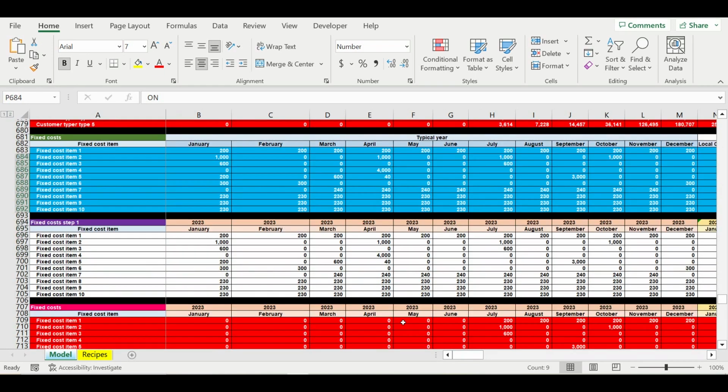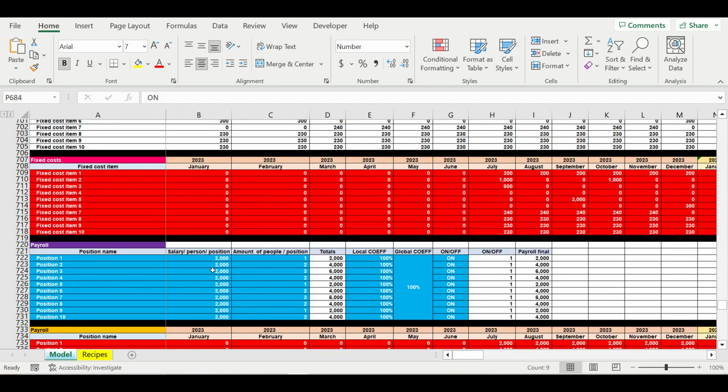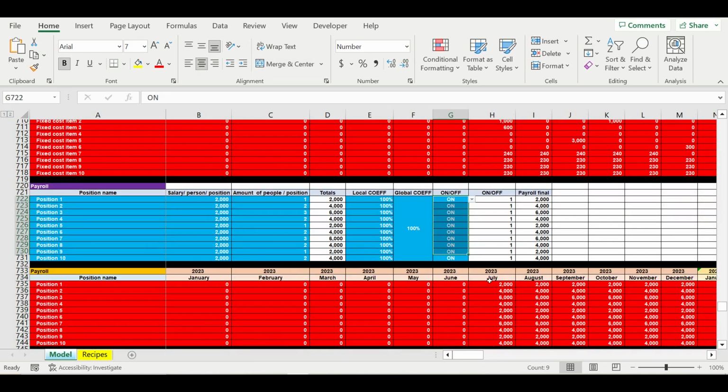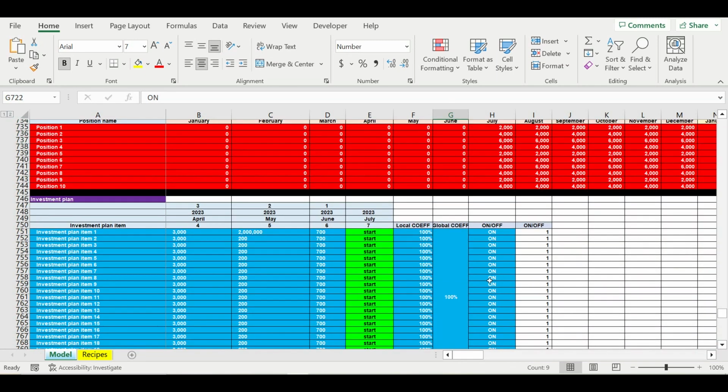Then we are moving to the payroll. We have the list of positions, the salary per person on one position, the amount of people on each position. Then we are setting up the global and local coefficients and the block where we are able to switch on and off different positions from calculations.